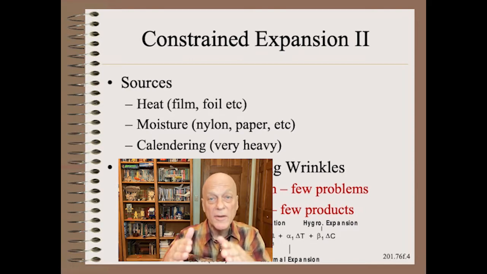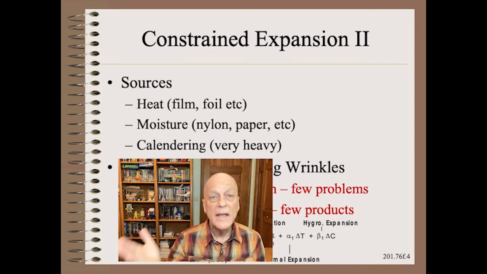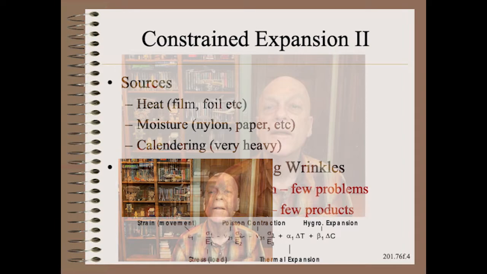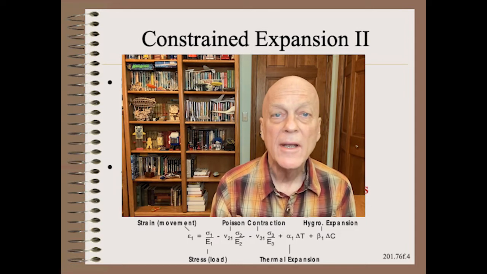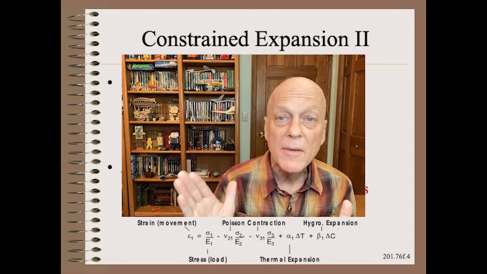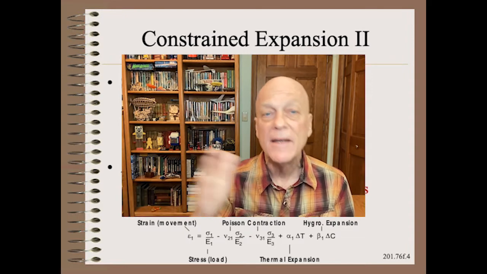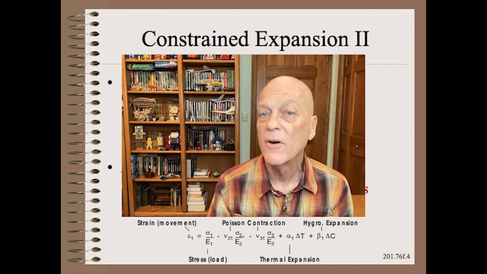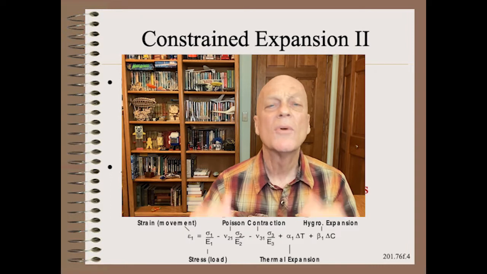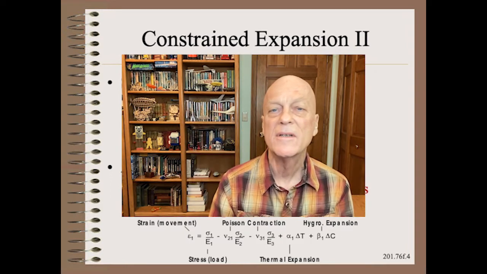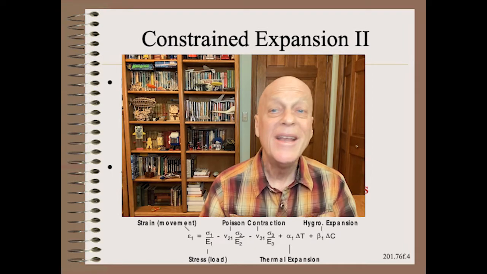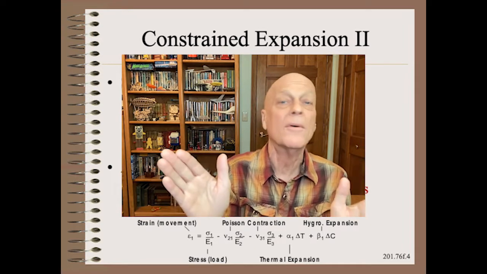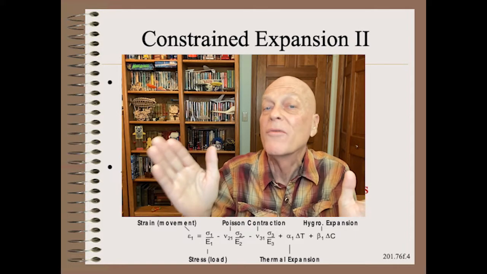Common sources for this expansion include heat, water, solvents, and very heavy calendaring. Collectively, we call these sources hygrothermal loading because they are all mechanically equivalent despite there being quite different web manufacturing and converting sources. That is one of the beautiful things about science in general and web handling in particular. You don't have to learn different rules for different materials or different processes.